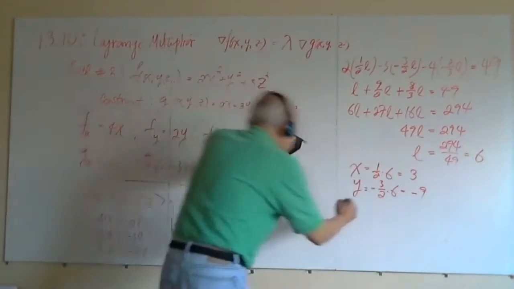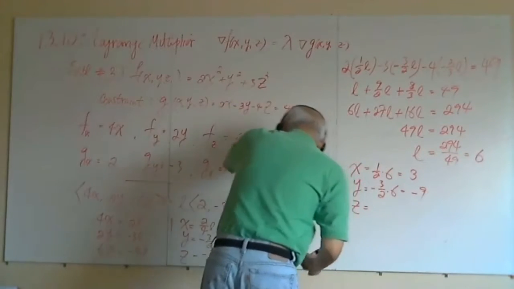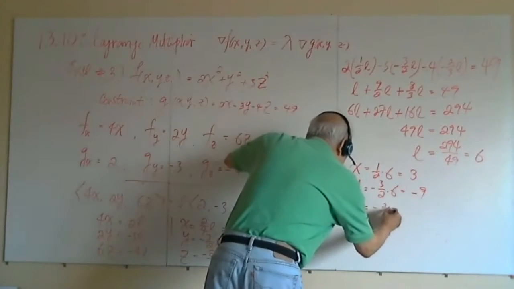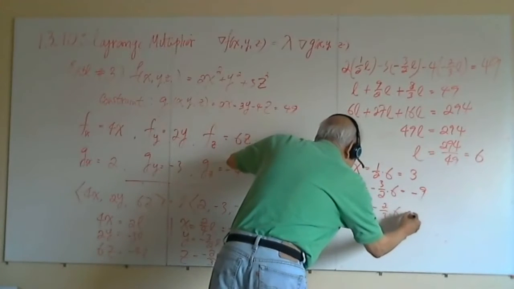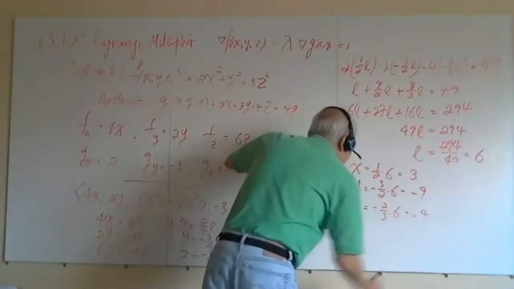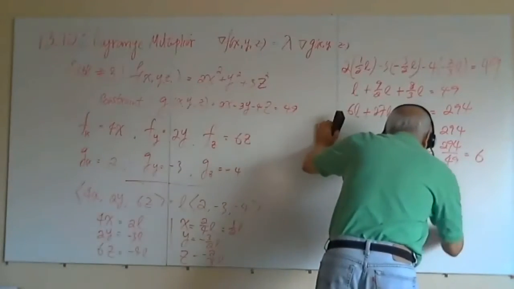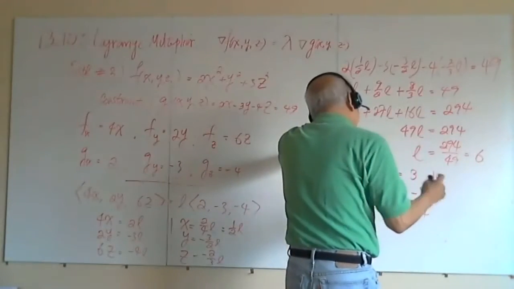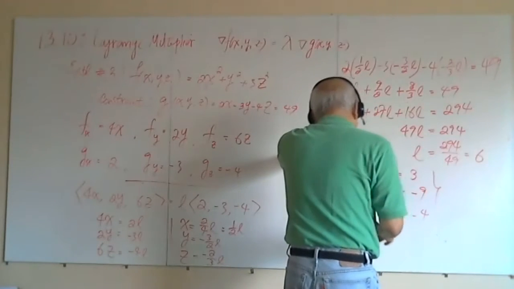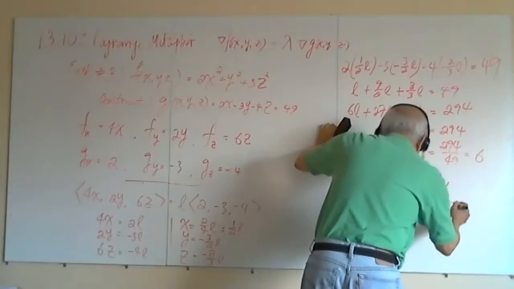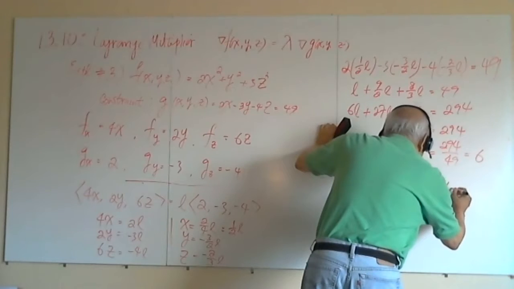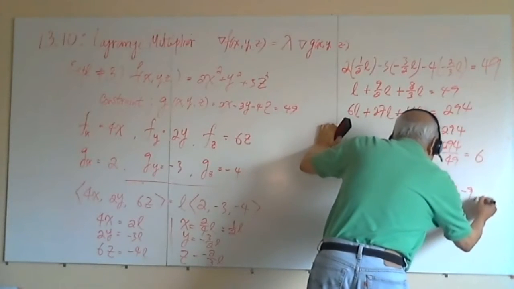Okay. And what is g here? Well, g here is equal to -2/3 times 6, equal to -4. That's it, right? So what you got? Well, I think we got the maximum here, where the maximum is at a particular point, which is 3, -9, -4.